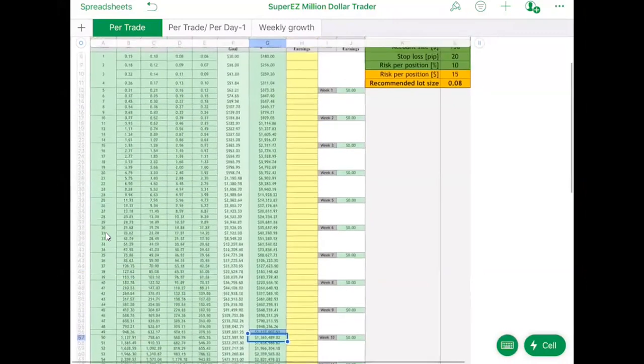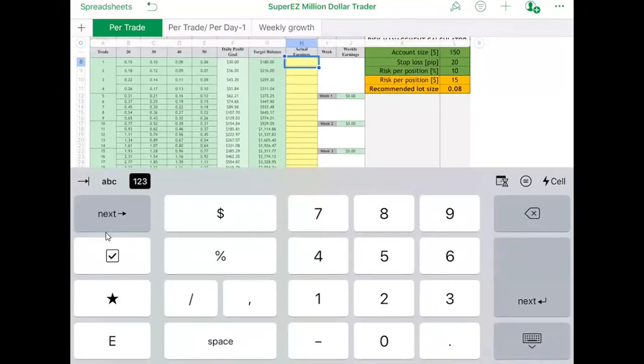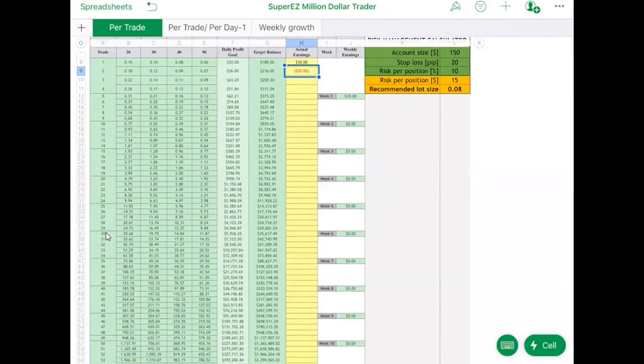So yes, some of these trades will be losing trades. When you go to enter it in, let's say you had $30 on this day, and the following day your stop loss got hit and you lost 20. In order for this worksheet to calculate accurately, all you need to do is enter negative 20. And then the following day, when you pick your lot size, you pick it based off your actual balance, not your target balance.